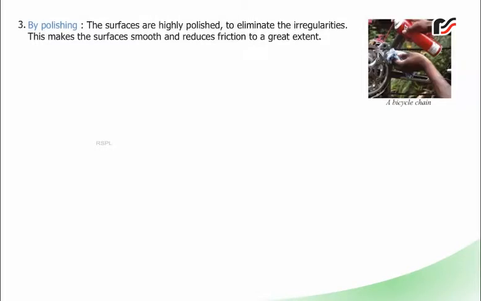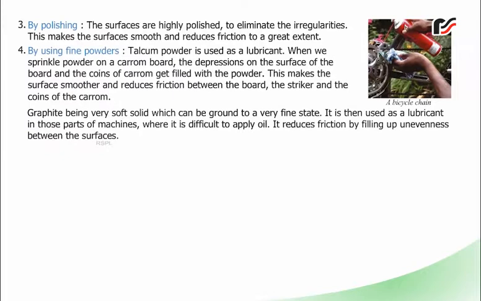3. By polishing. The surfaces are highly polished to eliminate the irregularities. This makes the surface smooth and reduces friction to a great extent. 4. By using fine powders. Talcum powder is used as a lubricant. When we sprinkle powder on a carom board, the depressions on the surface of the board and the coins of carom get filled with the powder. This makes the surface smoother and reduces friction between the board and the striker and the coins of the carom.